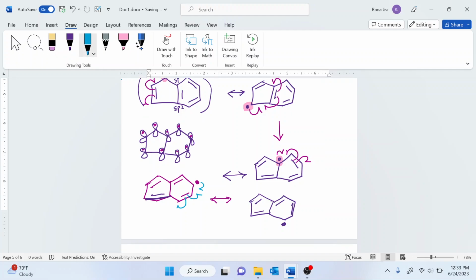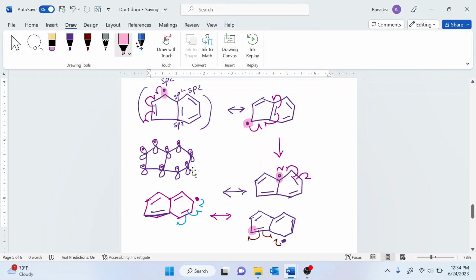If we keep going and generate a free radical on this carbon over here, we already did that in this structure, so now we need to stop. This structure has 1, 2, 3, 4, and 5 resonance structures. There are more examples in the practice problem. Please practice those.